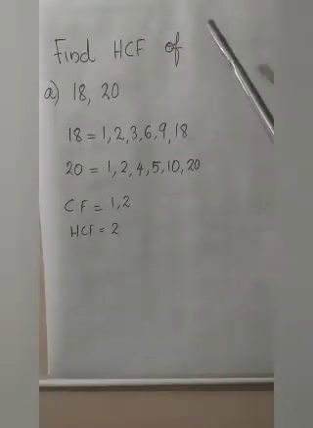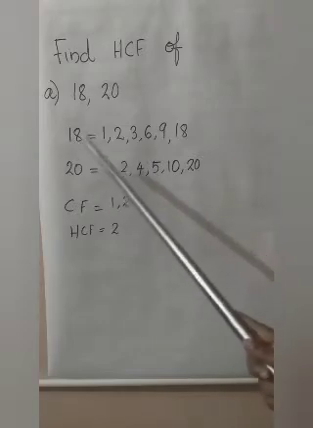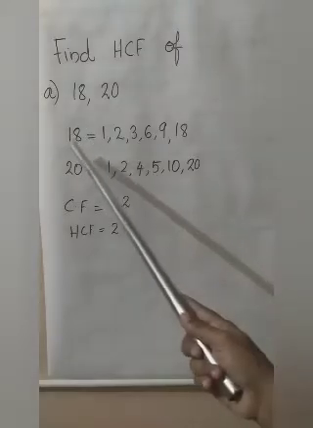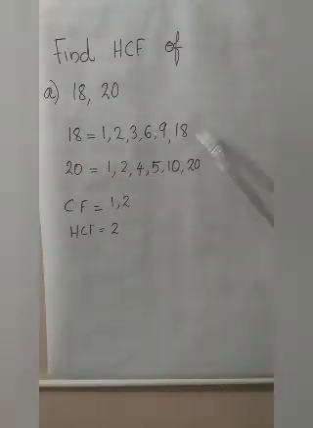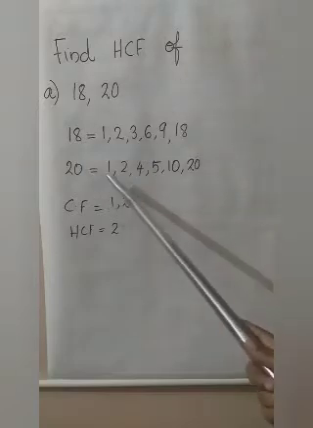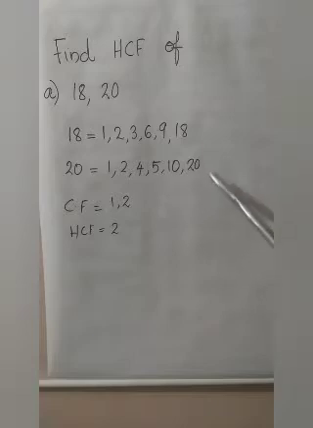Find HCF of 18 and 20. The normal method is we can find HCF by listing the factors, and from that we can write down the common factors, and from that we can find the HCF. That method means for that first we will write the factors of 18. What are the factors of 18? 1, 2, 3, 6, 9 and 18. Then 20: 1, 2, 4, 5, 10, 20.